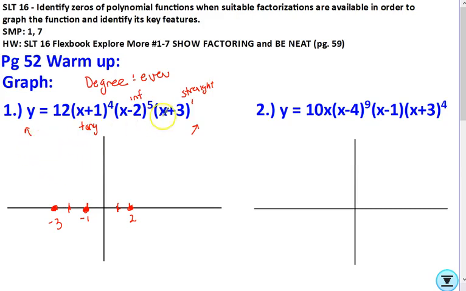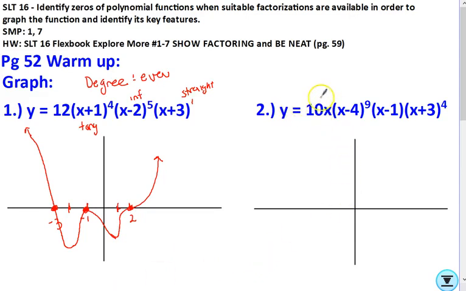So starting over here, I'm going to come and go straight through -3. I'm going to be tangent at -1. And then a change in concavity, so I'm going to swoop that up and swoop that down and connect. And there is a sketch of what your graph should look like.